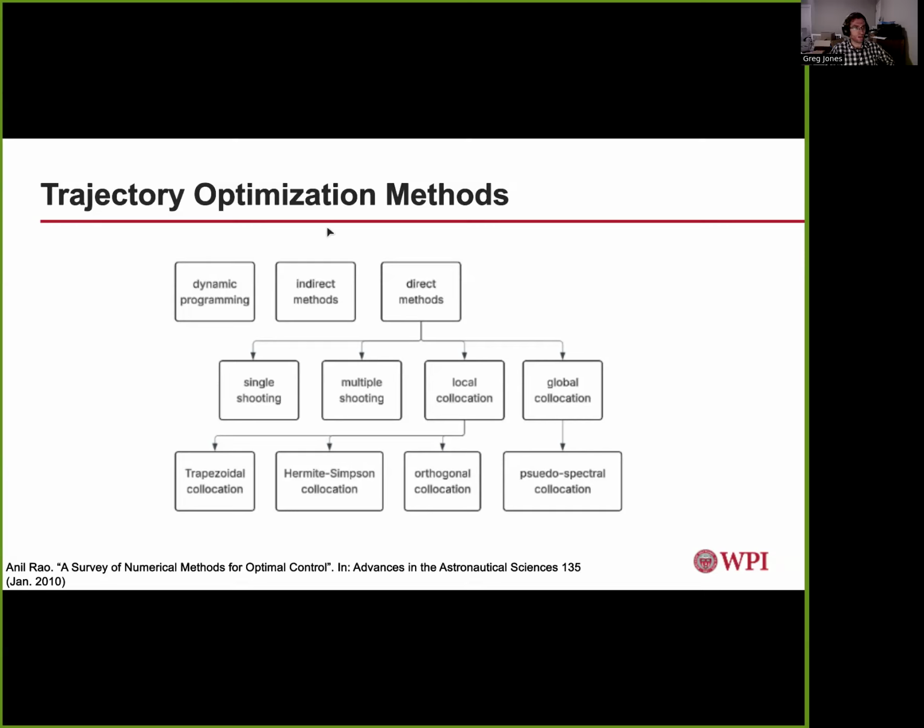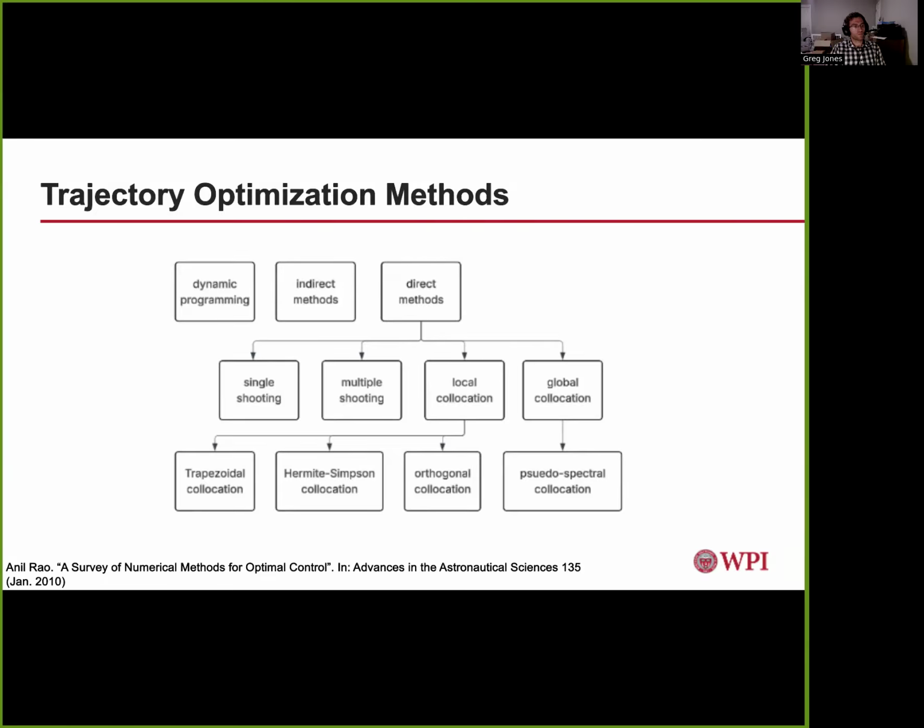So for indirect methods, you have what are called optimal control necessary conditions that are solved by some root finding method. And these are generally more accurate than the direct methods. However, you have to explicitly derive these necessary conditions for every particular problem. So changing the problem means a rederivation. However, the direct methods don't have this issue. They're a bit more adaptable to the problem.